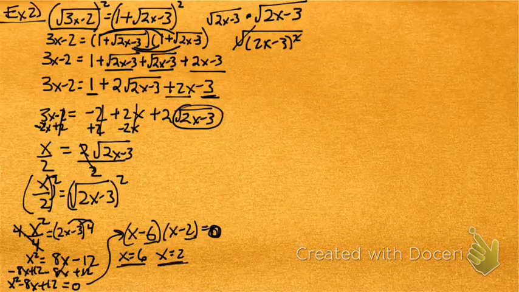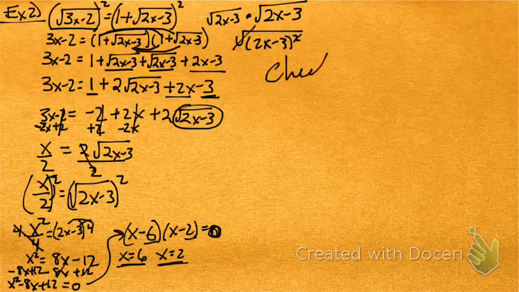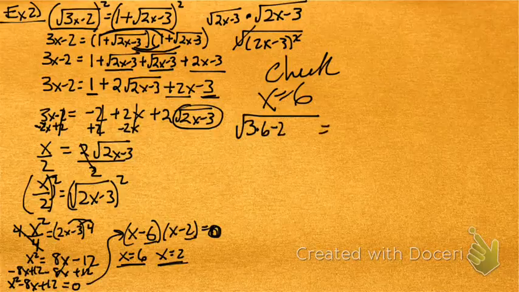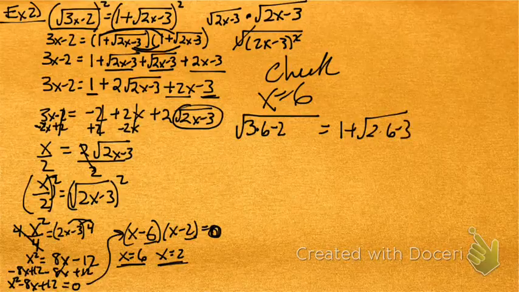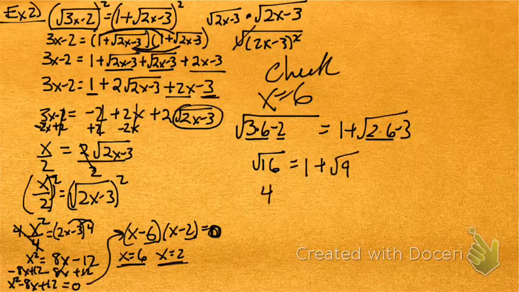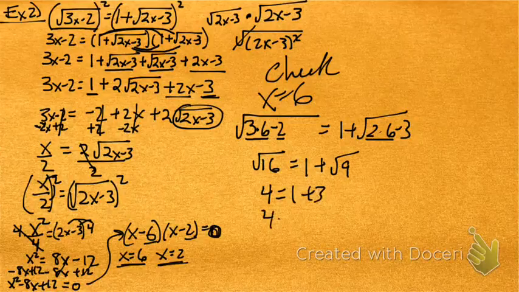So if I check back into the original, x equals 6, in the original I'll get the square root of 3 times 6 minus 2, and that's supposed to be equal to 1 plus the square root of 2 times 6 minus 3. This is going to be 18 minus 2, that's the square root of 16. Over here, I get 1 plus 2 times 6 is 12 minus 3, I get the square root of 9. This is going to be 4 equals 1 plus 3. Hey, we get 4 equals 4. I'm in shape with x equals 6.